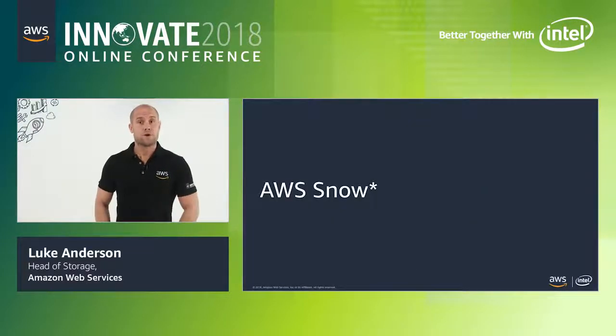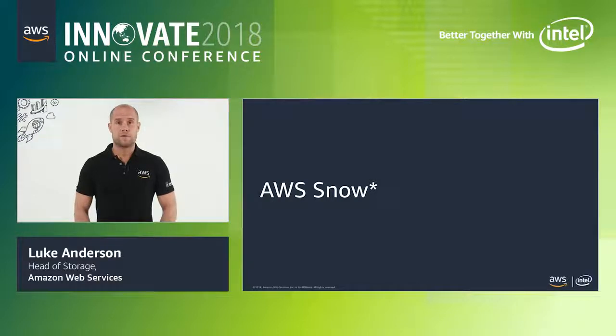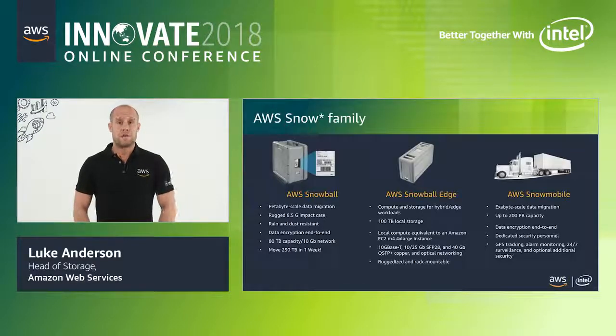The next thing we're going to talk about is the AWS Snow services. The AWS Snow services are made up of AWS Snowball, AWS Snowball Edge, and AWS Snowmobile. With the AWS Snowball, you get 80 terabytes of capacity, a 10 gigabit network connection, and when you copy data and write data into AWS Snowball and the AWS Snowball Edge, the data is going to be compressed and encrypted.